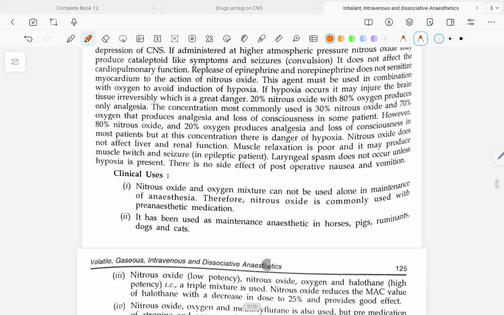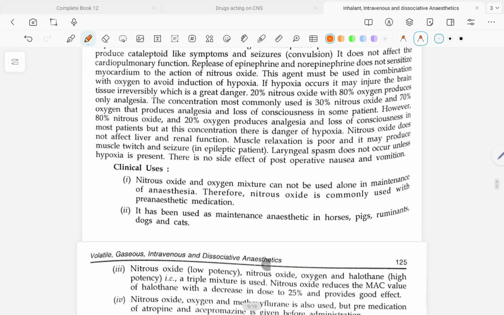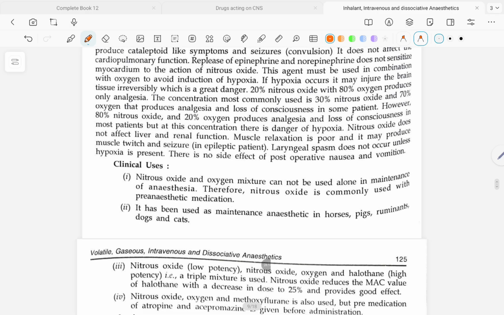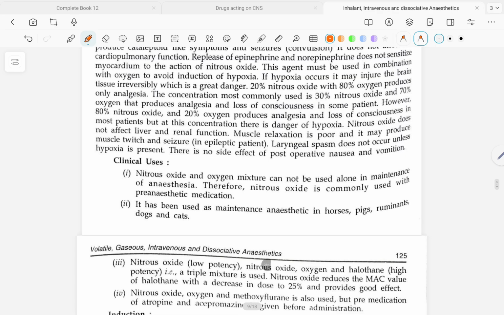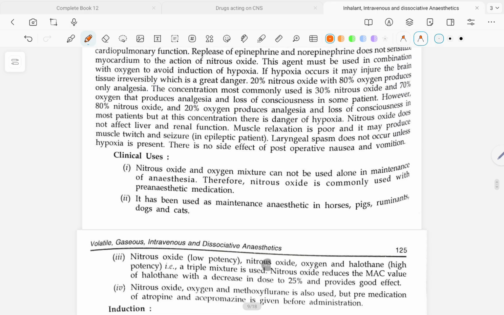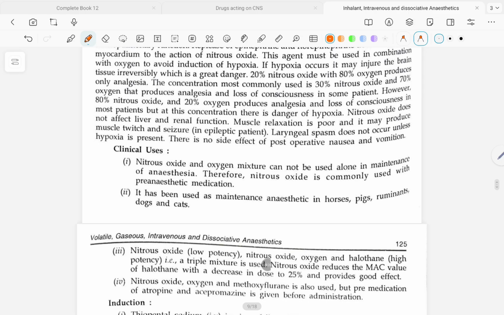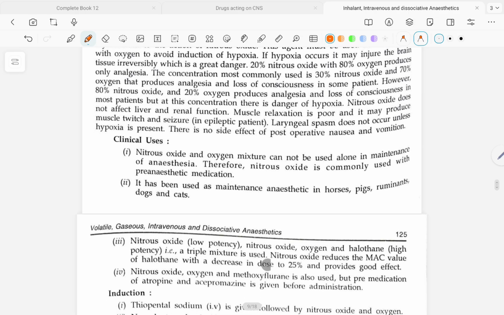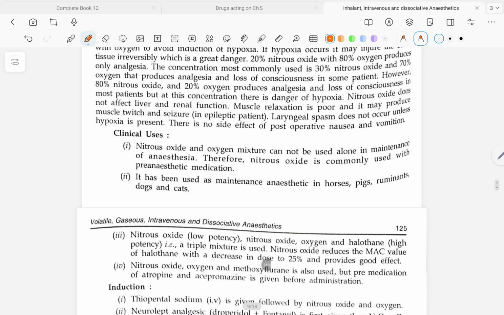20% nitrous oxide with 80% oxygen produces only analgesia. The concentration most commonly used is 30% nitrous oxide and 70% oxygen, which produce analgesia and loss of consciousness in some patients. However, 80% nitrous oxide and 20% oxygen produce analgesia and loss of consciousness in most patients, but at this concentration there is danger of hypoxia.